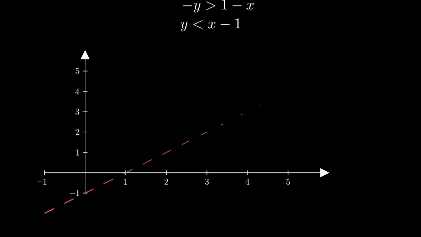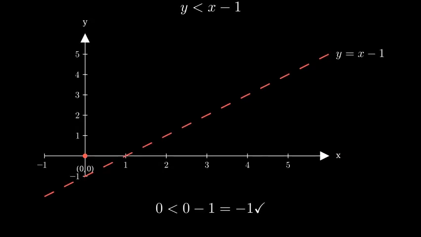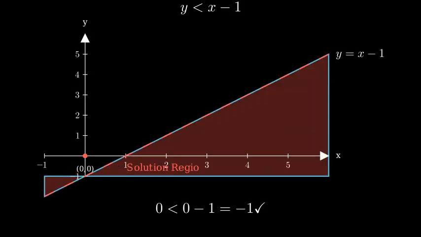Step 2. Now we'll graph the boundary line, y equals x minus 1. This line has a slope of 1 and a y-intercept of negative 1. Since our inequality is strict greater than, not greater than or equal to, we draw this as a dashed line. Step 3. Let's use the test point 0, 0 again. We substitute this point into our slope-intercept form inequality. Is 0 less than 0 minus 1, which is negative 1? Yes, that's true. So we shade the side of the line below it, which contains the point 0, 0.